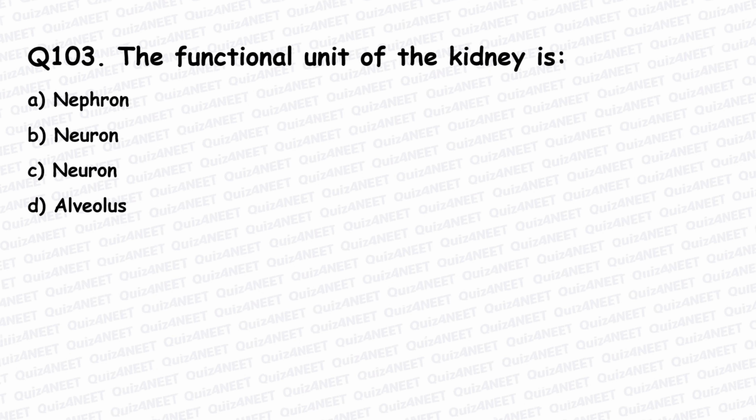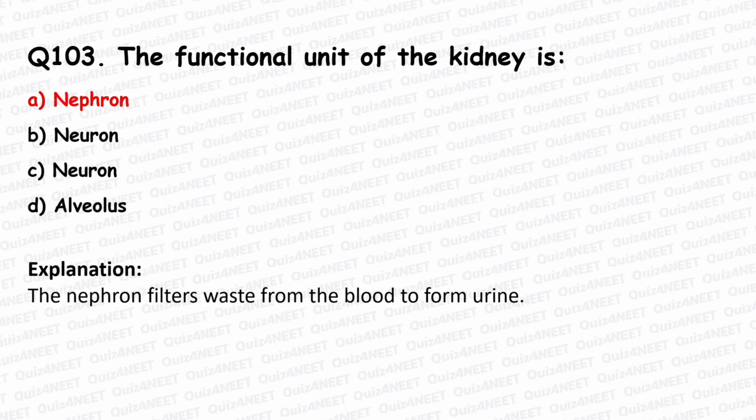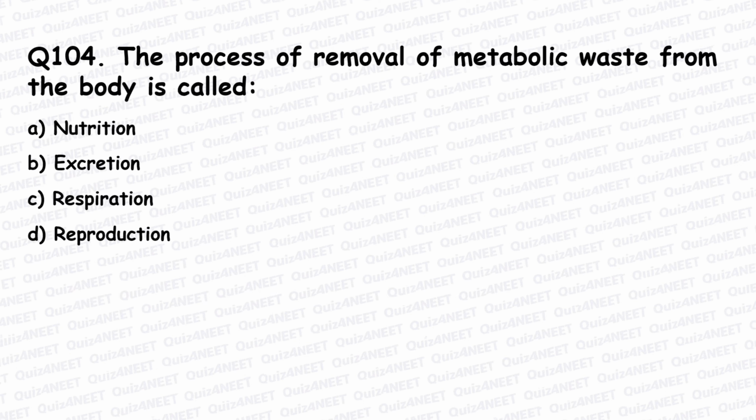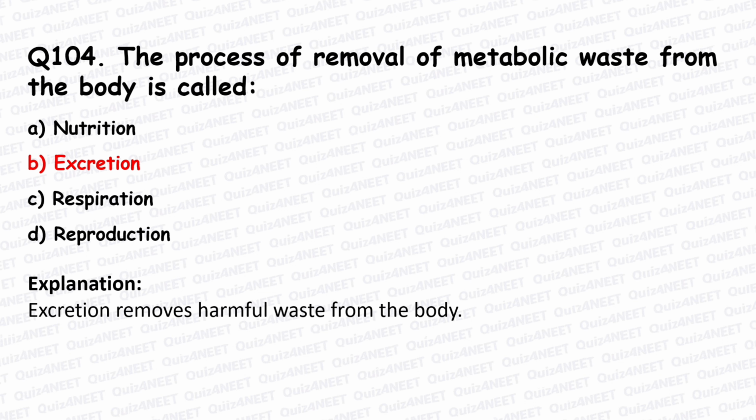Q103. The functional unit of the kidney is A. Nephron, B. Neuron, C. Neuron, D. Alveolus. Answer A. Explanation. The nephron filters waste from the blood to form urine. Q104. The process of removal of metabolic waste from the body is called A. Nutrition, B. Excretion, C. Respiration, D. Reproduction. Explanation. Excretion removes harmful waste from the body.